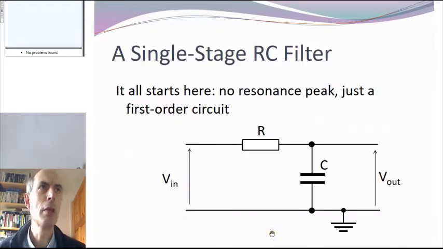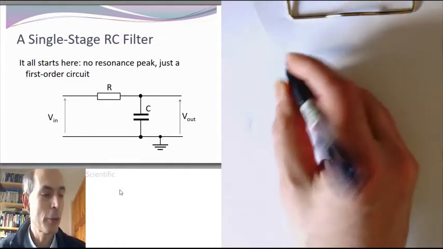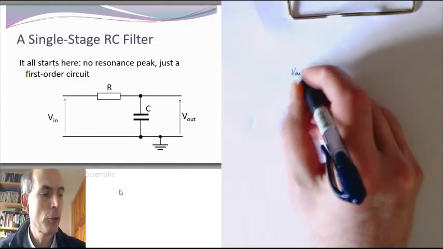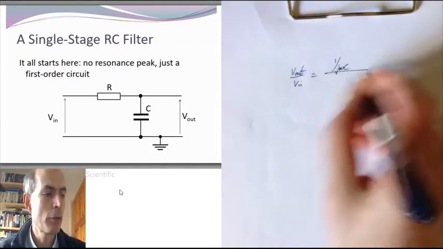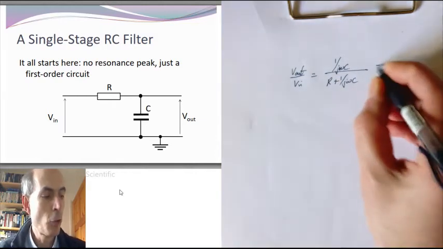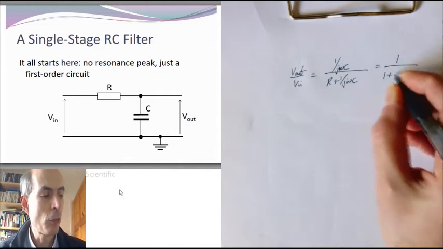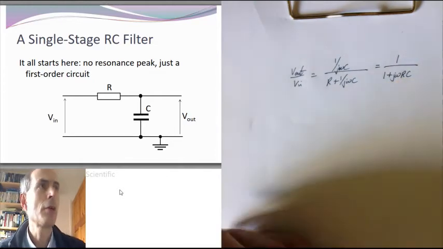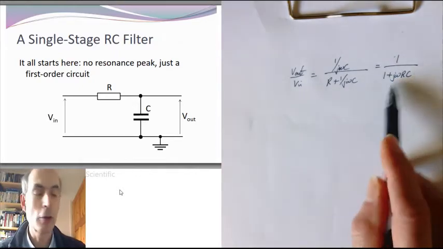First stage, the single stage RC filter. And we've seen this kind of thing before. You can analyze it using the potential divider equation. The output over the input would just be 1 over j omega C over R plus 1 over j omega C. Multiply top and bottom by j omega C to get the expression as the ratio of two polynomials. And we just end up with this. That has no zeros. It has one pole at minus 1 over RC.